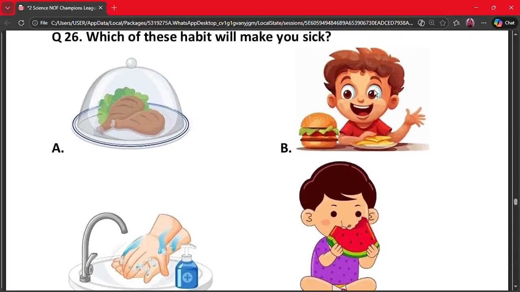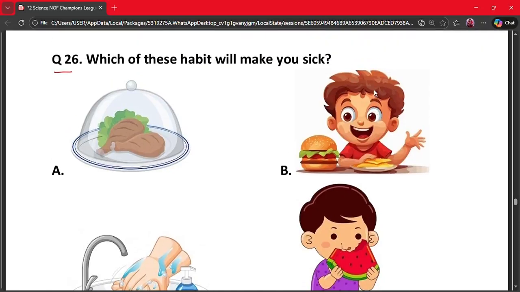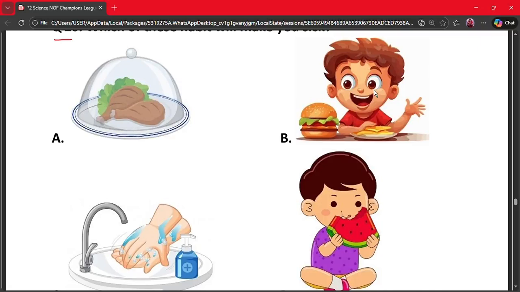Next question is question 26. Which of these habits will make you sick? A. Chicken. B. Eating junk food. C. Washing hands. And D. Eating watermelon. The correct answer is option B.